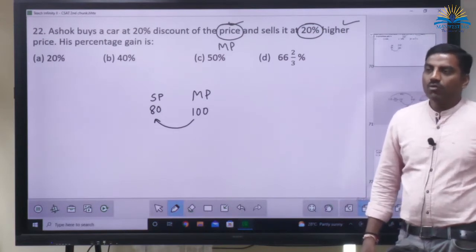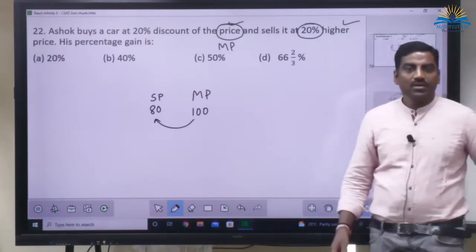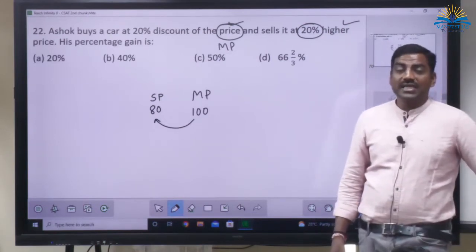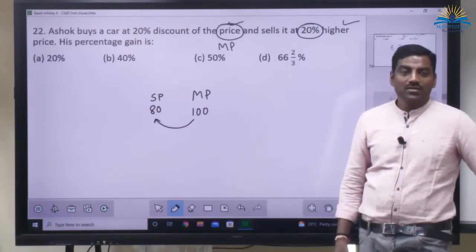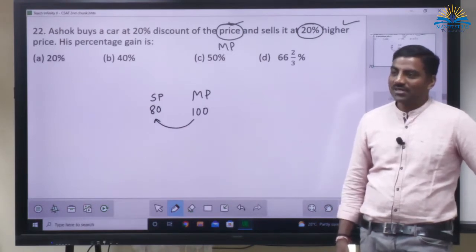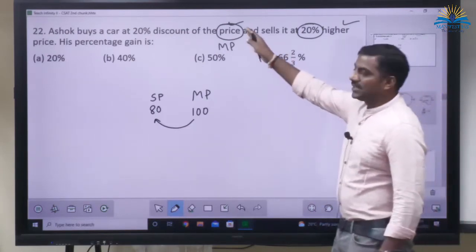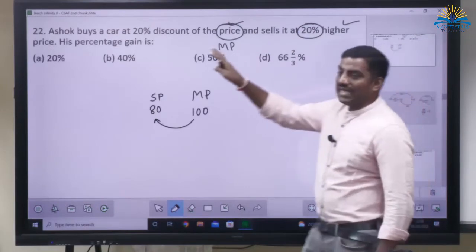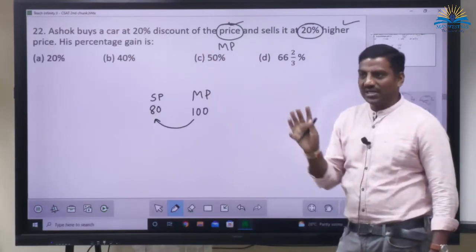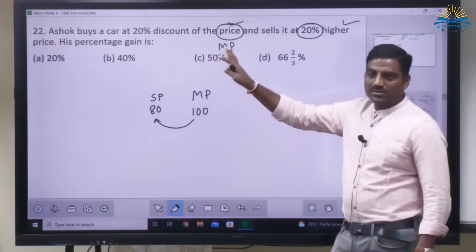Then he wants to sell it at 20% higher price. So what price is in his mind? 20% higher he wants to sell. Correct, 120. So only one confusion will be here. This is the market price, but 20% higher of what price? It will be a confusion, I believe. So this is always on the market price in such cases.